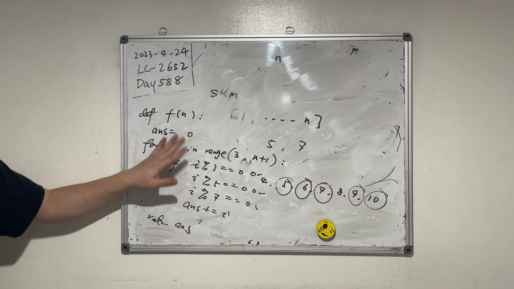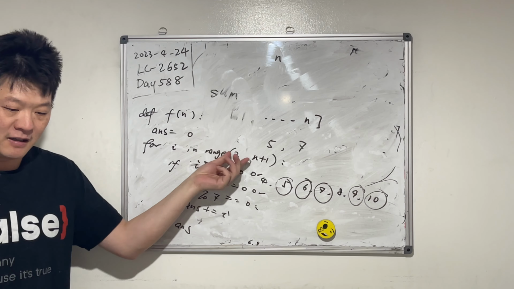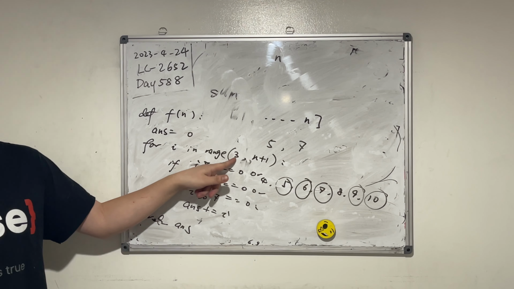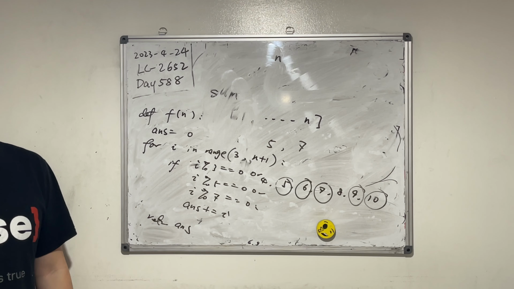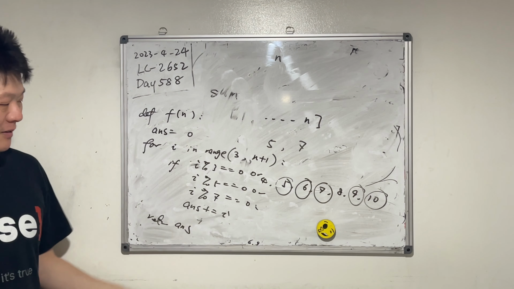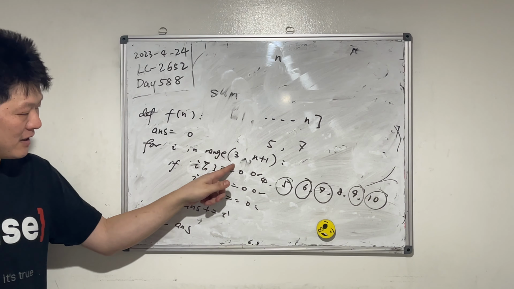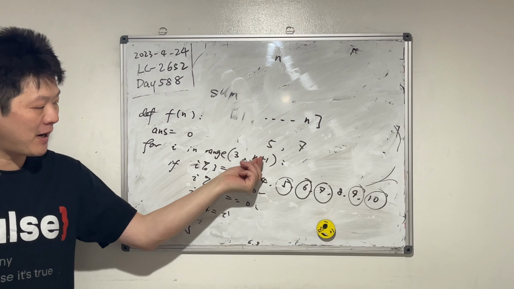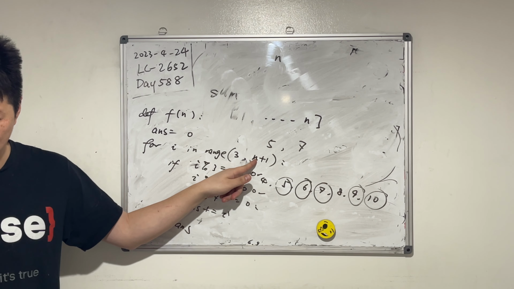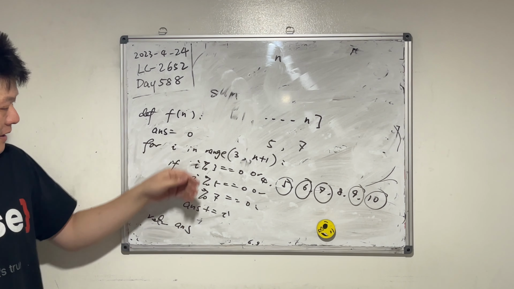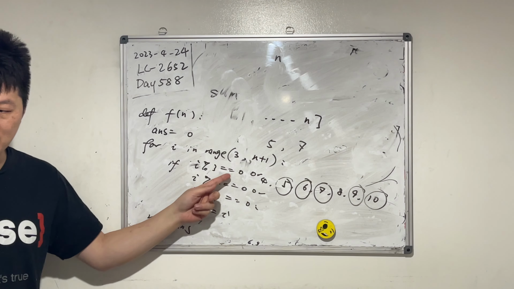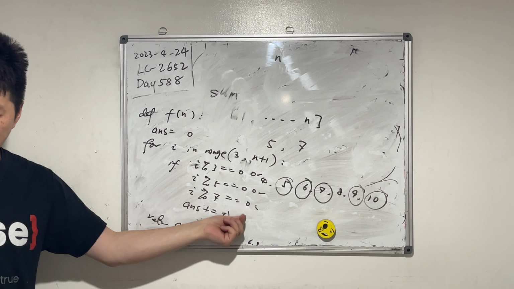Do you understand this? This is pretty simple. We go through the numbers from 3. Why do we start from 3, not 1 or 2? Because 1 and 2 are not divisible by any of these numbers, so we can skip them. Range from 3 to n plus 1, where n plus 1 is exclusive, so it's n inclusive. For each number, we check if it is divisible by any of 3, 5, 7. If it is, we add it up and accumulate the answer.